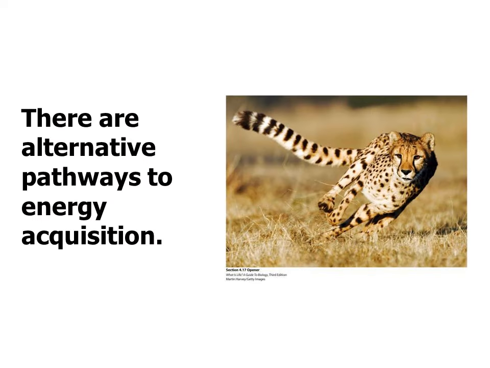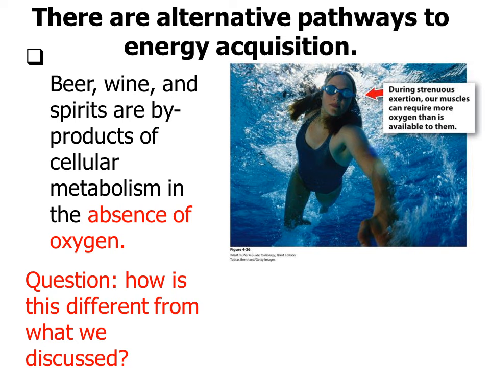There are alternative pathways to energy acquisition. So far we just talked about respiration, but not every organism does respiration. And sometimes we don't even do respiration. So during strenuous exercise, our muscles can require more oxygen than is available to them. So if you don't have oxygen, you can't do respiration. Oxygen is one of the required inputs for respiration.